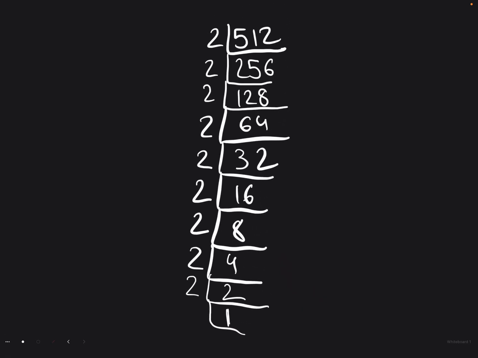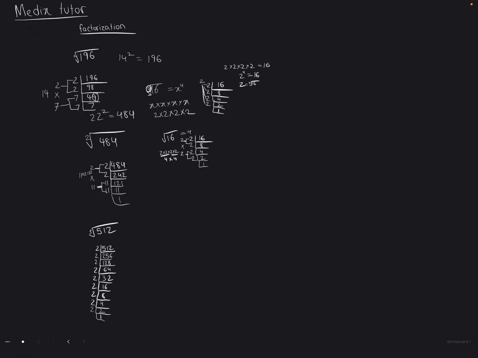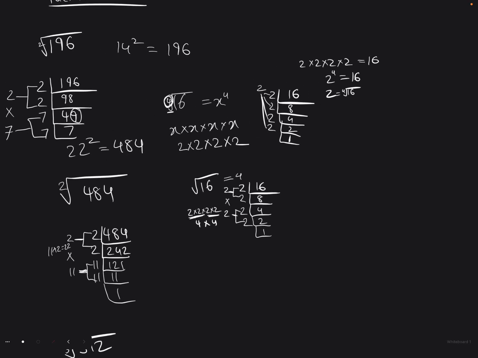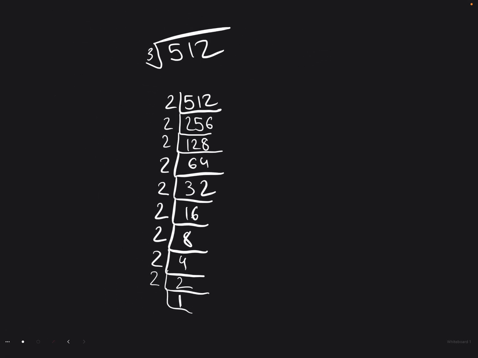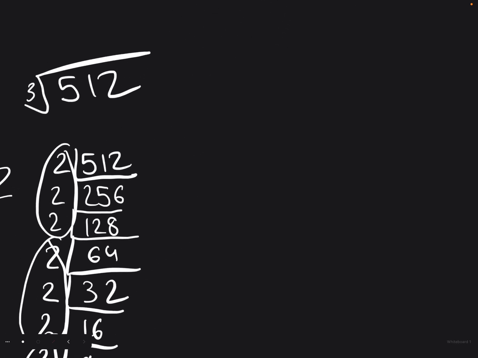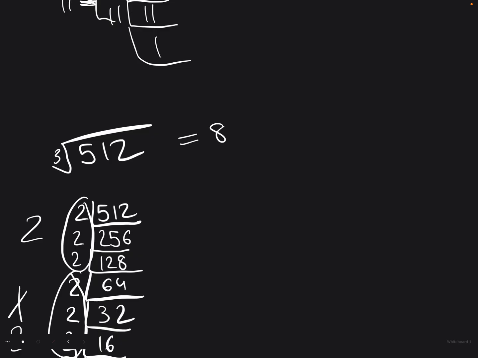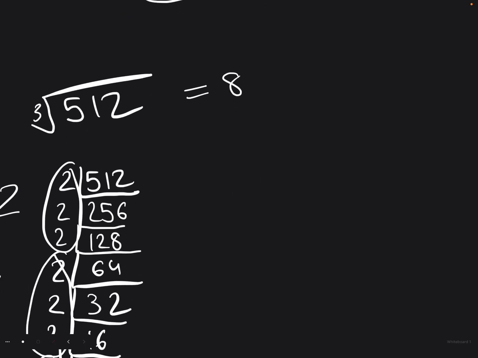Now, as we know, if we were finding the 4th root, we'd be finding groups of 4, like we did here. For a square root, we're finding pairs of 2. For the cube root, we'll be finding groups of 3. So there are three 2's here, three 2's here, and three 2's here. So it's 2 into 2 into 2. Therefore, the answer to this is 8, because 2 into 2 into 2 is equal to 8.